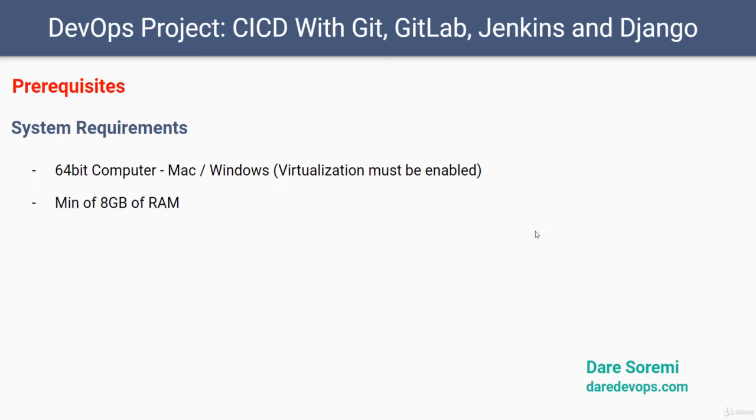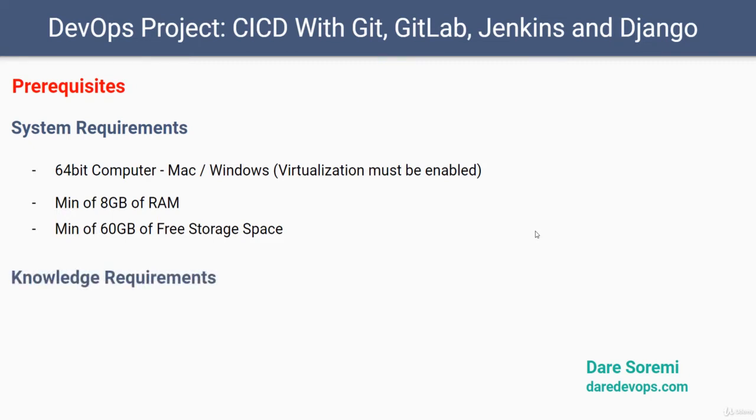Your computer needs a minimum of 8 GB of RAM installed on it and a minimum of 60 GB of free storage space. All of the hardware requirements are mainly to be able to create and work with virtual machines effectively on your computer. Next, let's talk about the knowledge requirements.